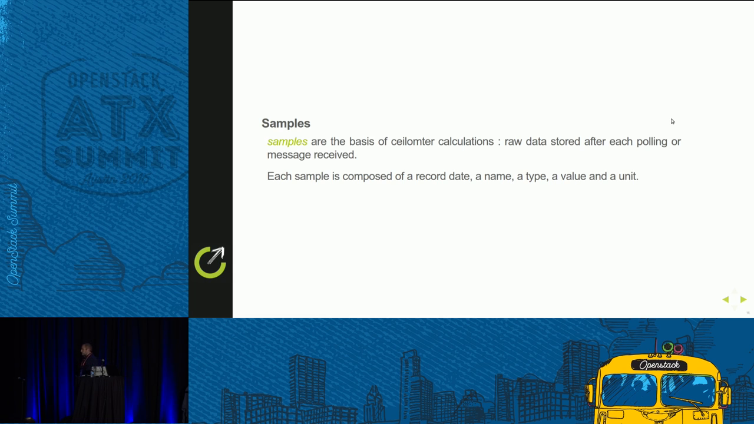The samples are the basis of Ceilometer. So everything we generate in Ceilometer is called samples. We generate samples each time we meter something in Ceilometer, and we send it to the collector, which then stores it into Gnocchi. In a sample, you have a lot of information: the dates, the name of the resource that is being metered, the users, the projects, some metadata about it, things like that.